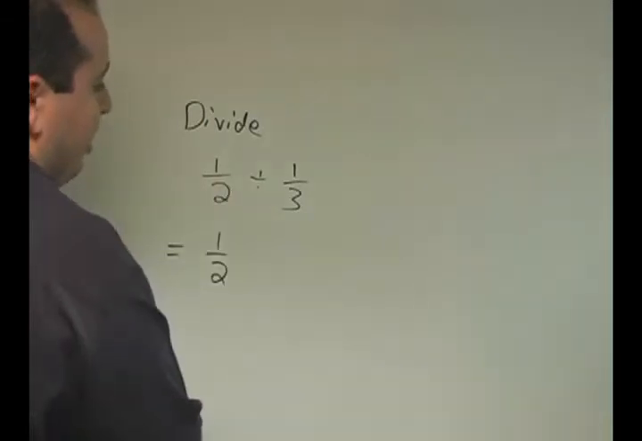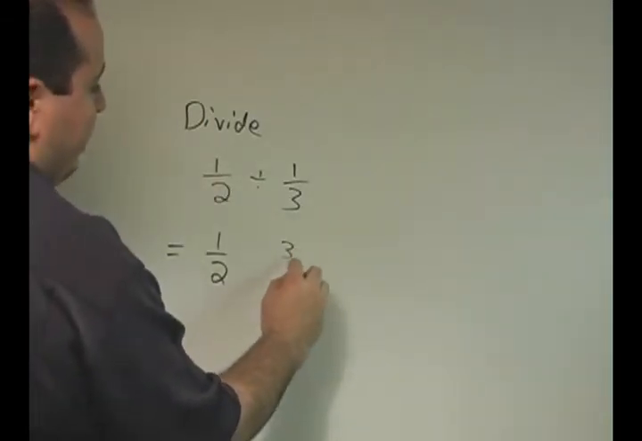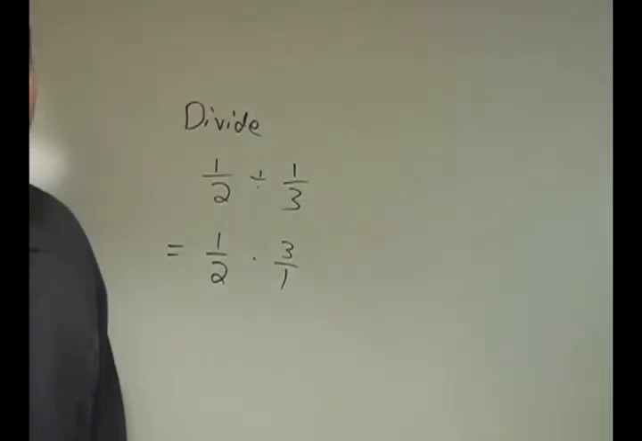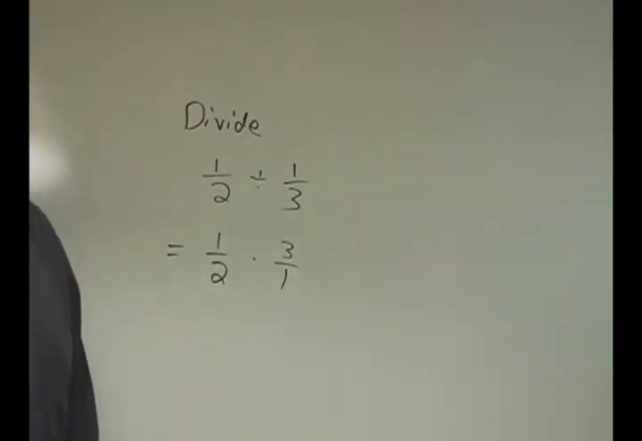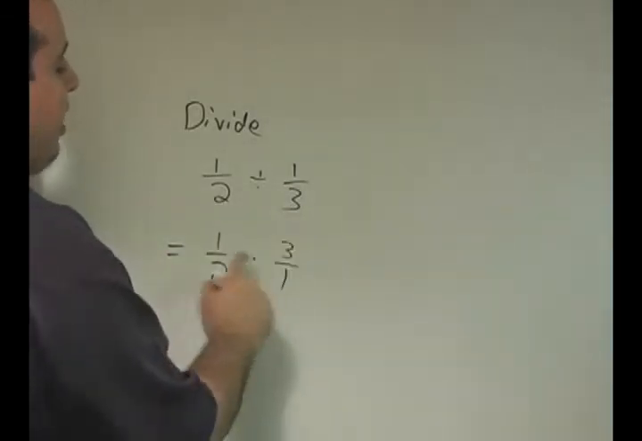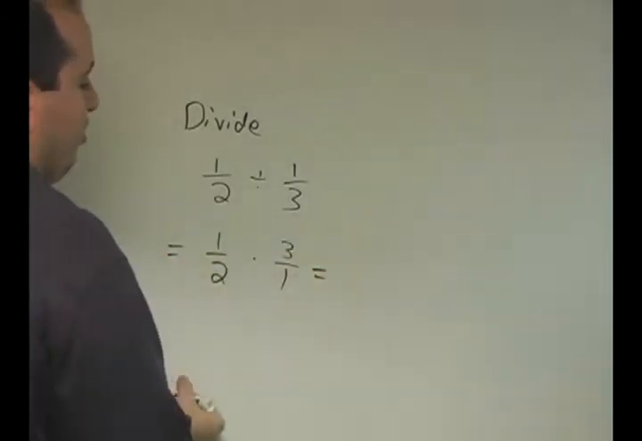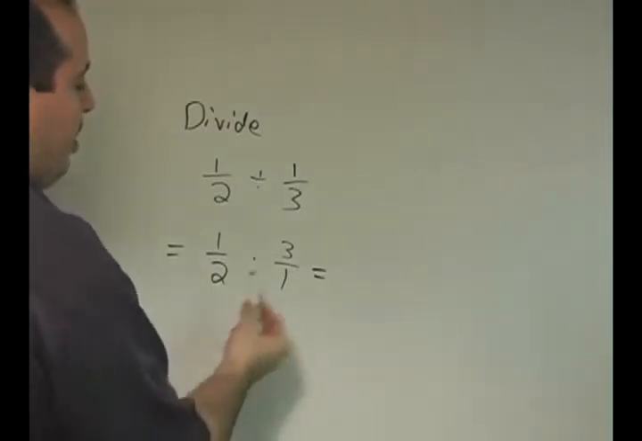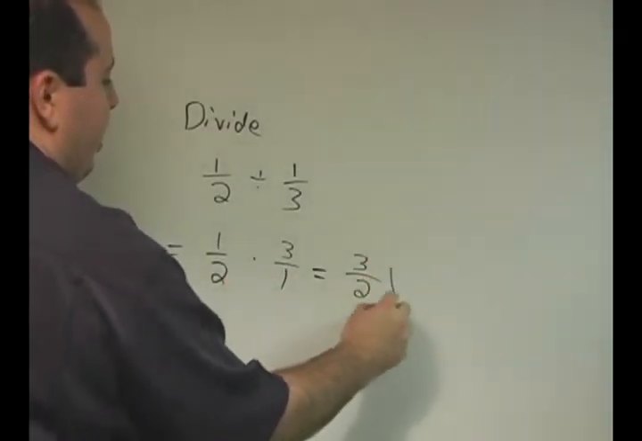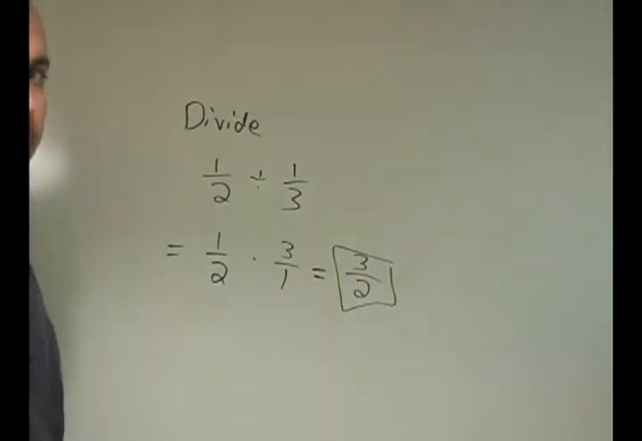So I'm not flipping that one. I'm flipping the one after the divide sign. I get this, and I multiply. So that's the deal. You change a division problem into a multiplication problem by flipping the ones that are after the divide sign and then multiplying. And then remember how to multiply. You multiply straight across. So multiply the 1 times 3, you get 3. Multiply 2 times the 1, you get 2. And that is our final answer.